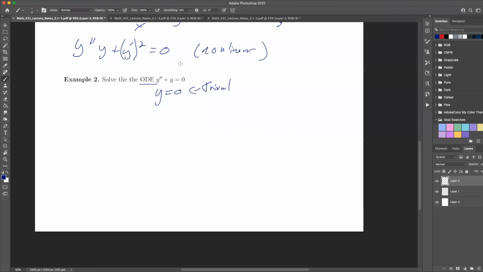Does anyone think of another function, which if I take a double prime of the function and add it to the function, I get 0? Does anyone have a clue? Or another way of asking, what function, if I take its second derivative, I get that? e to the ix. That does work.